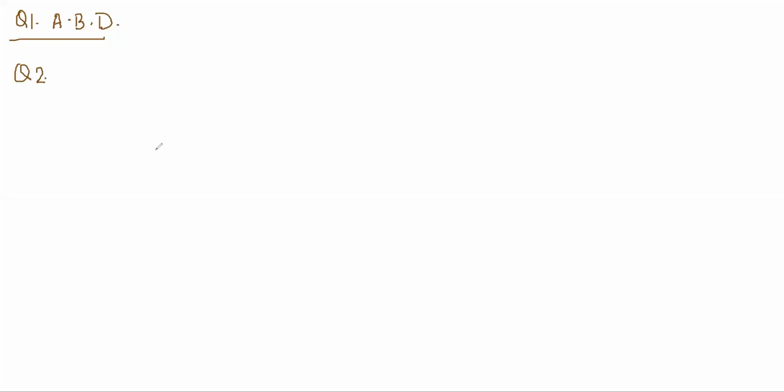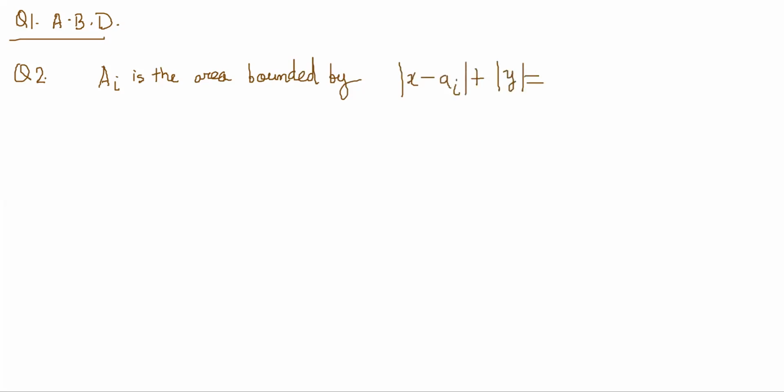Question 2 was what? Question 2 is: Ai is the area bounded by |x − ai| + |y| = bi, where i is a natural number.